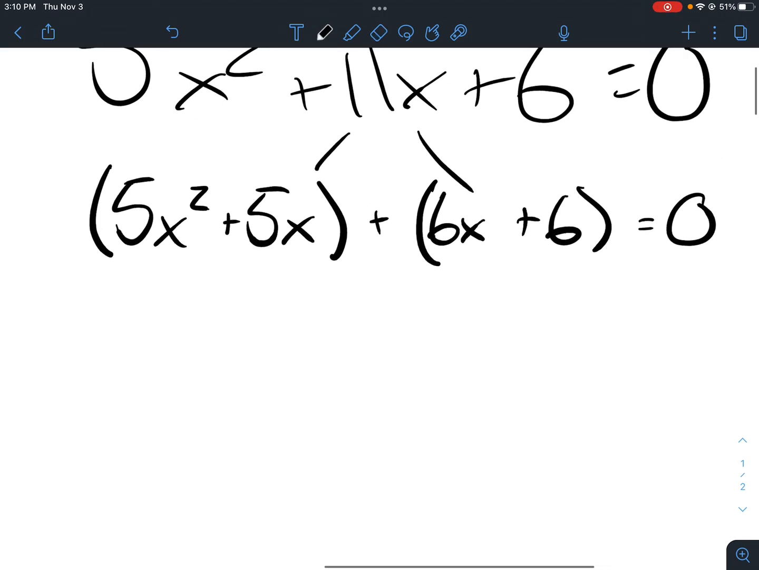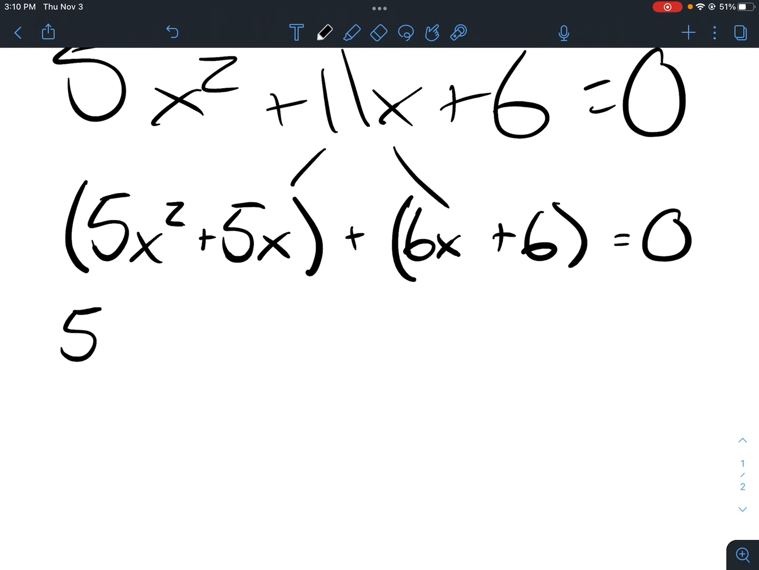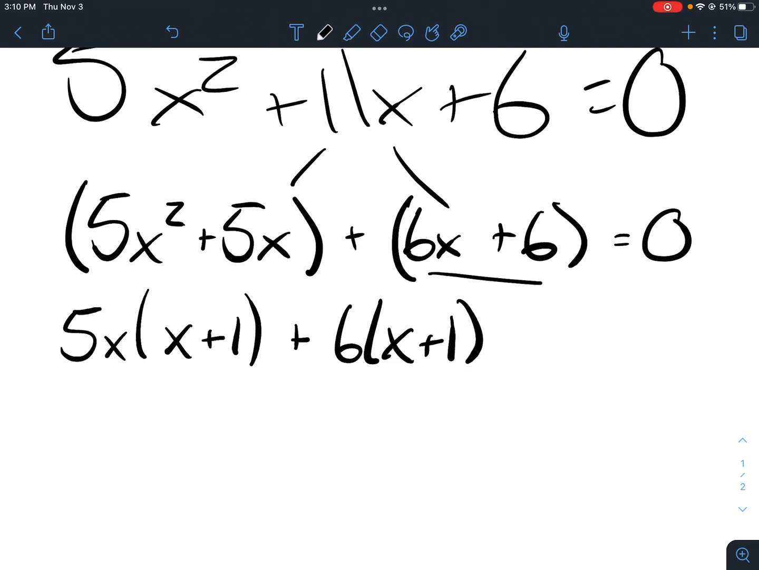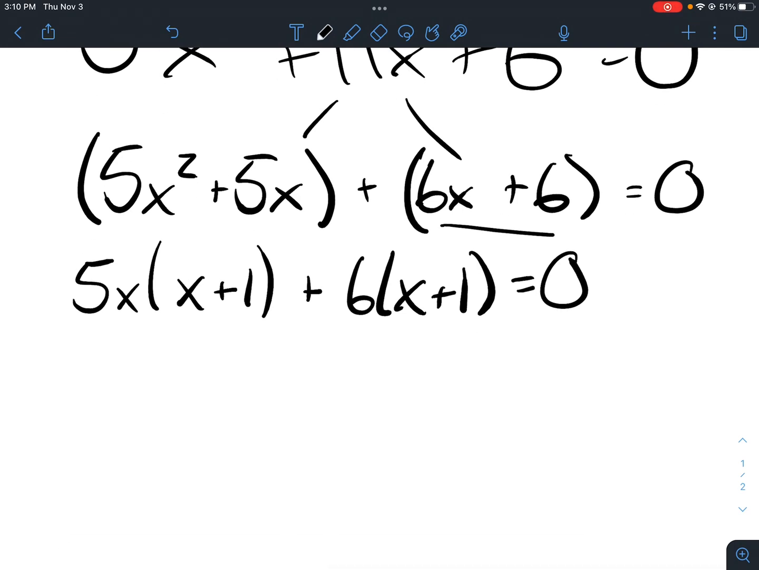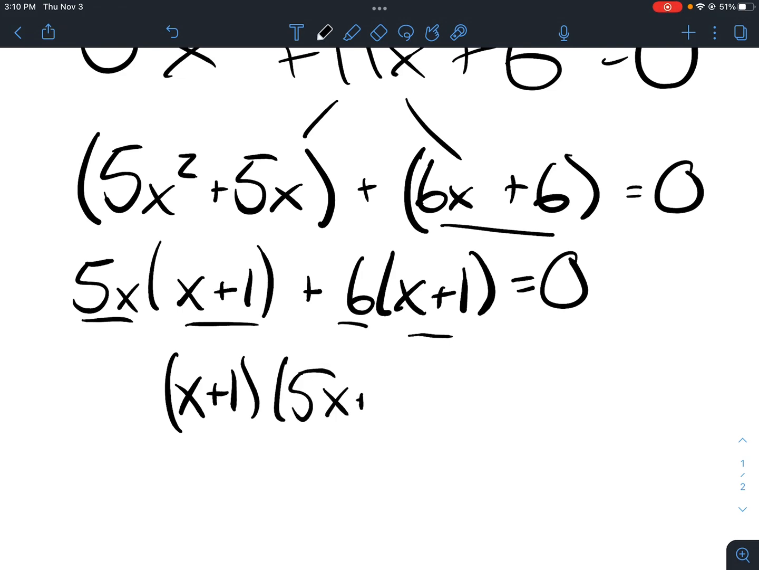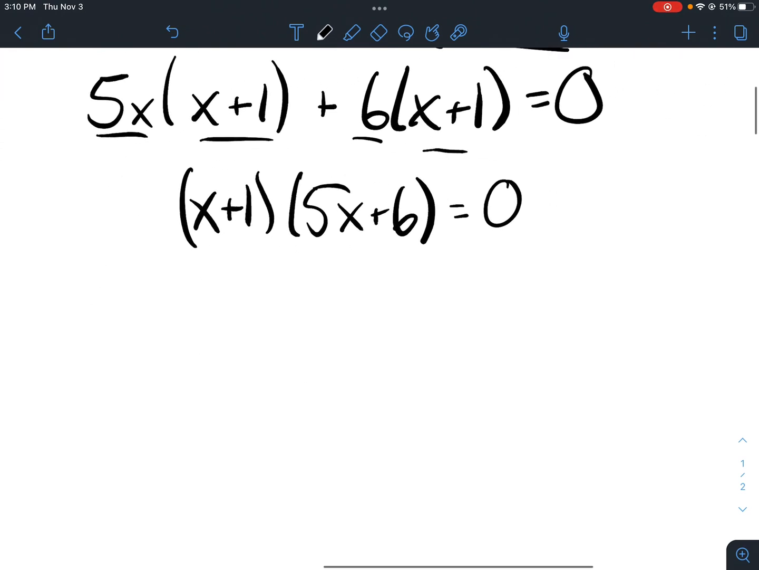Now what we do is we factor. So on the left side, we could pull out a 5, and then we could also pull out an x similar to the last one. So what we're going to be left with is an x plus 1. And then on the right side, we could pull out a 6. And also we're left with x plus 1. So that's equal to 0. We do the same thing. We have the same thing inside our parentheses, so we could go and factor this out. And then we're left with 5x plus 6, still equal to 0.